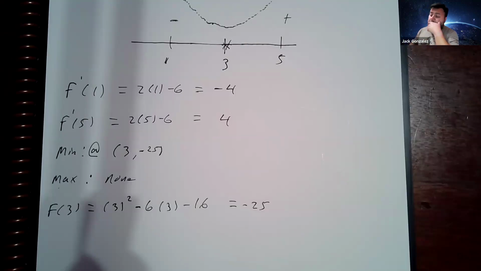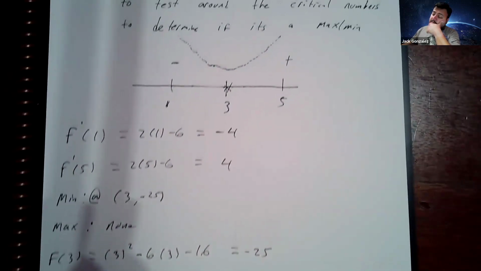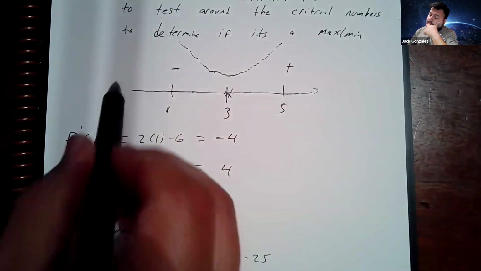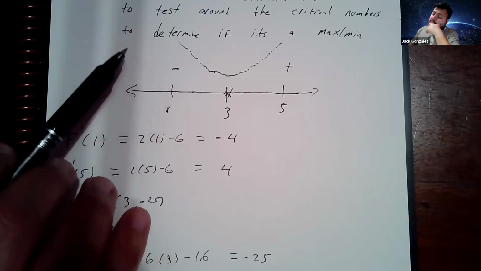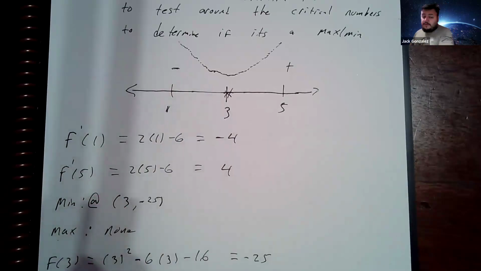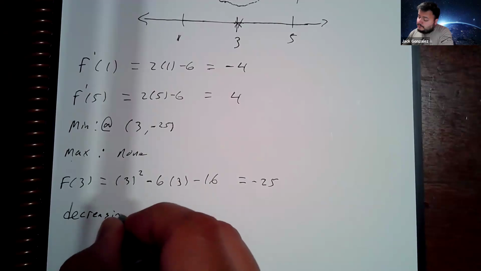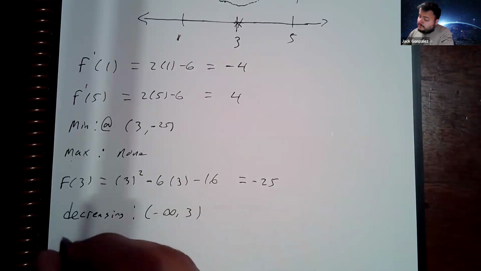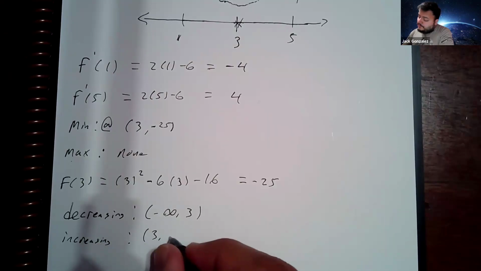Now, looking at this graph or this little number line right here, we are decreasing from negative infinity all the way up until 3. So now we can actually answer the question. Decreasing from negative infinity until 3. Increasing from 3 until infinity.